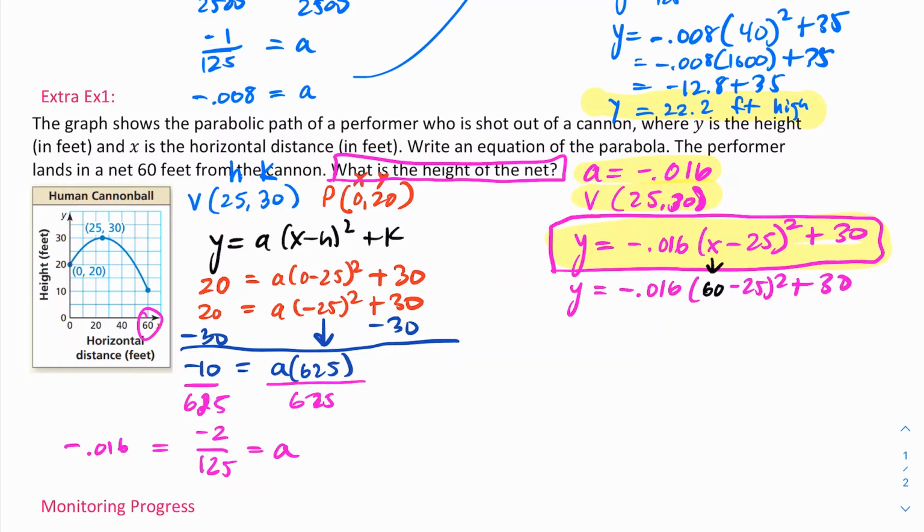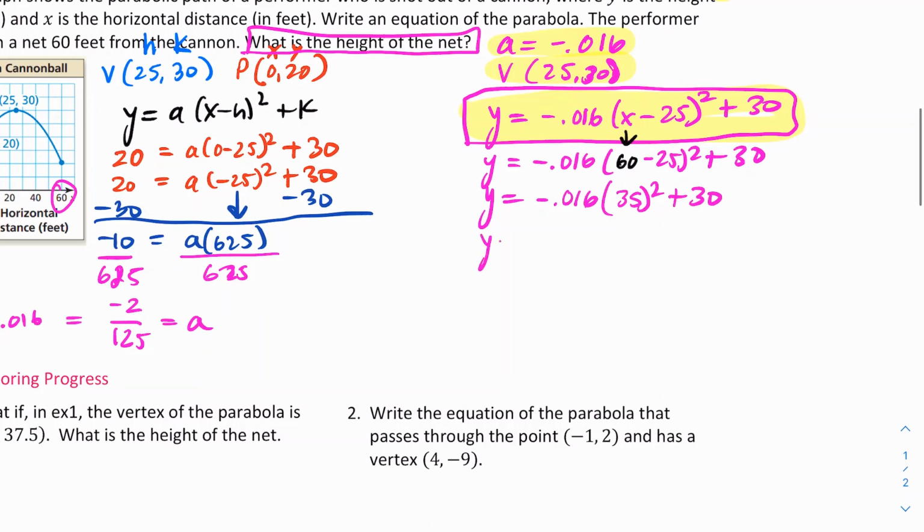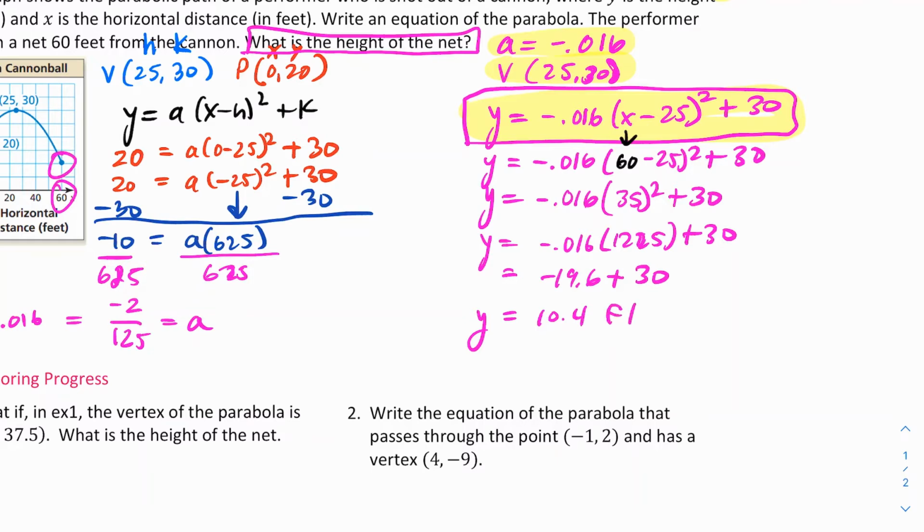So then y is equal to negative 0.016 times 60, let me erase that, 60 minus 25 is 35 squared. Sorry about that. And then y is equal to negative 0.016 times 1225, which is negative 19.6, plus 30, which is 10.4, which makes sense in the picture. And then we'll say that in this case, that's feet, and that's the answer to this question.